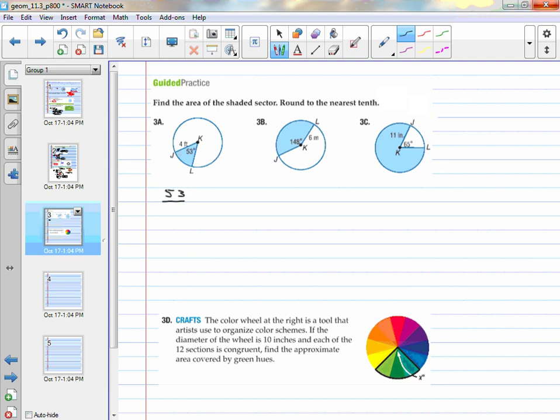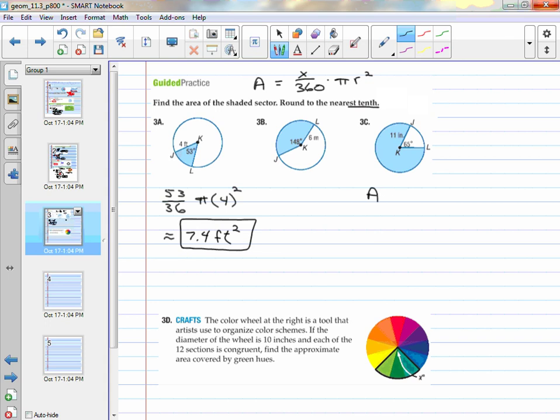53 out of what? 360 times what? Pi times 4 squared, 16. Run it through your calculator because they say to the nearest 10th. Yeah. 7.4? 7.4 feet squared.